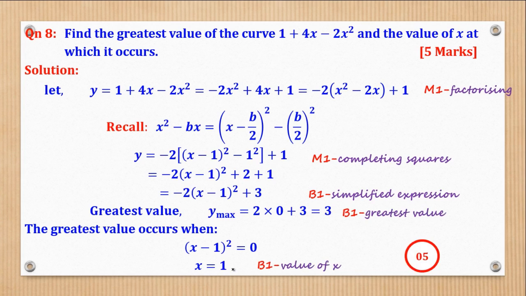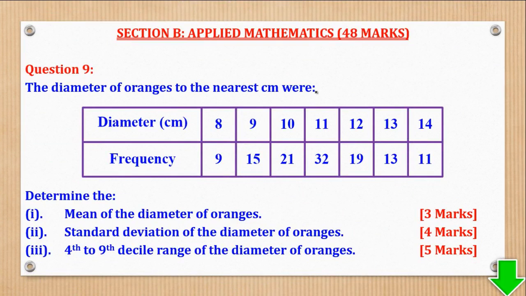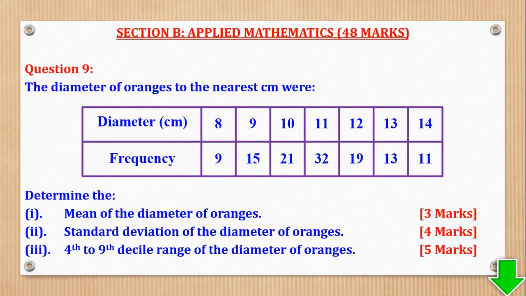So I believe you have seen how you could get the 40 marks of section A. That is pure mathematics. And now we are going to look at how we could get these 48 marks of section B, which was applied mathematics. So we shall start with question 9.